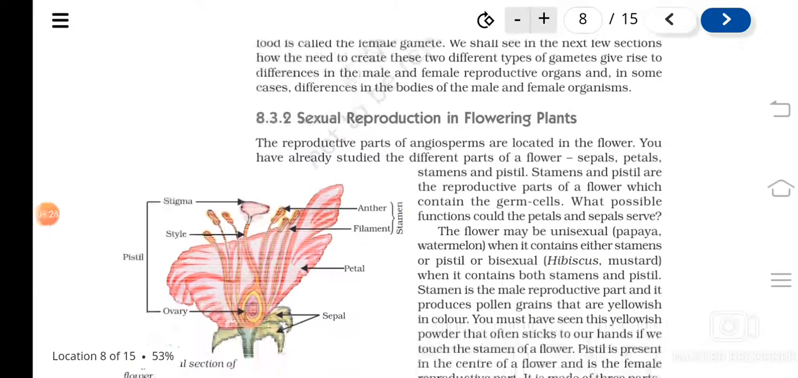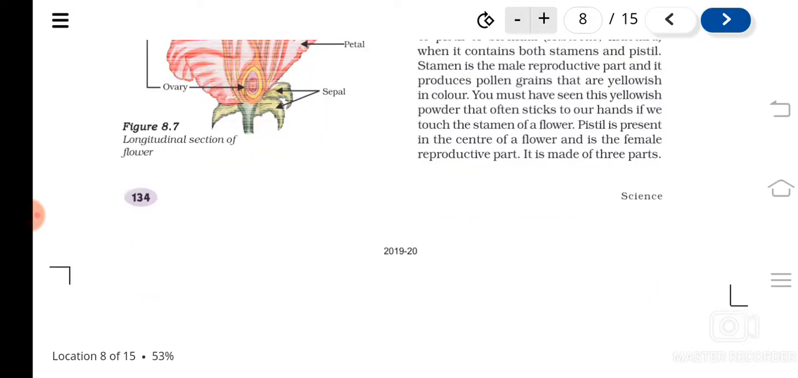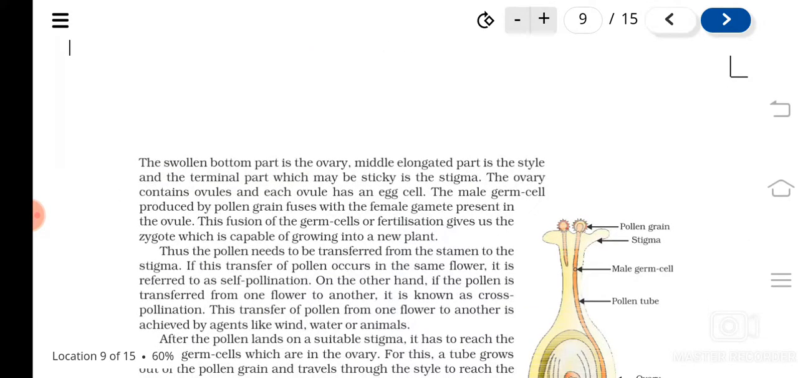Sexual reproduction in flowering plants. So we know the parts of a flower. You have to go through this. The essential parts and non-essential parts are there, and the essential parts are stamen and pistil. Stamen is the male part and pistil is the female part. Inside the pistil you can see ovary, style and stigma, and stamens have anther and filament. Anther contains pollen grains, and these pollen grains contain the male gametes. The ovary will have ovules and ovules will have the egg.